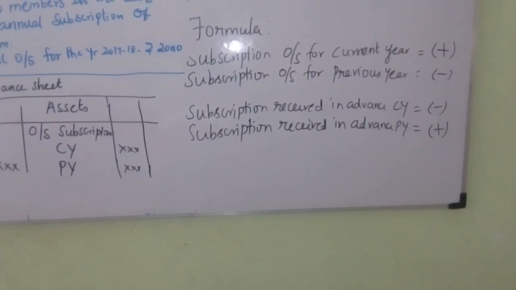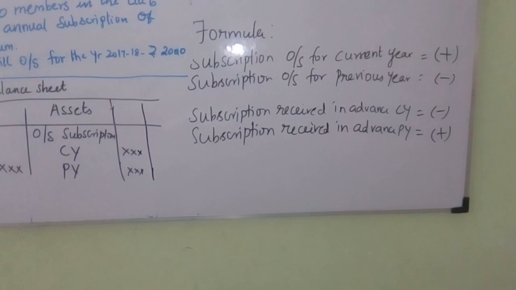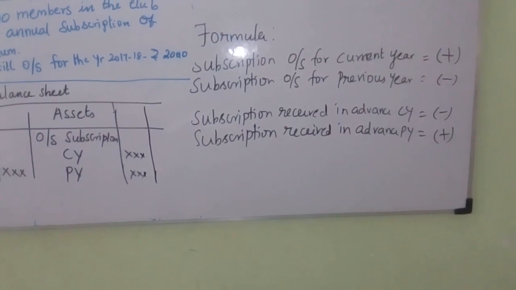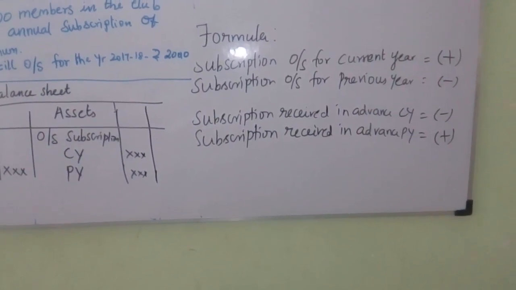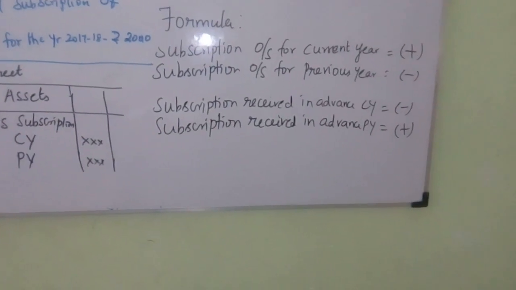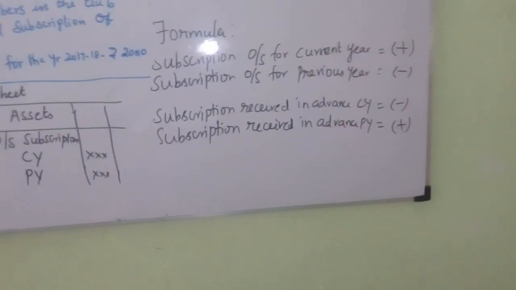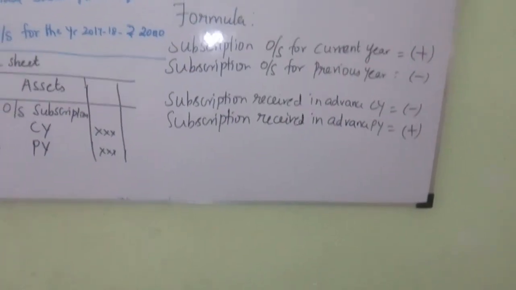If the subscription is outstanding for the current year, it should be added. The subscription outstanding for the previous year should be subtracted. Regarding received in advance, subscription received in advance for the current year should be subtracted, and subscription received in advance for the previous year should be subtracted.